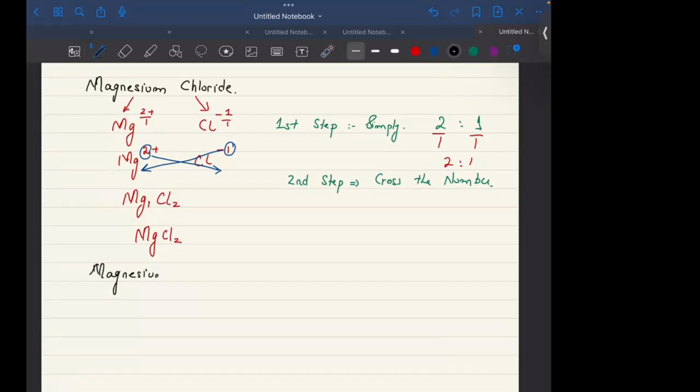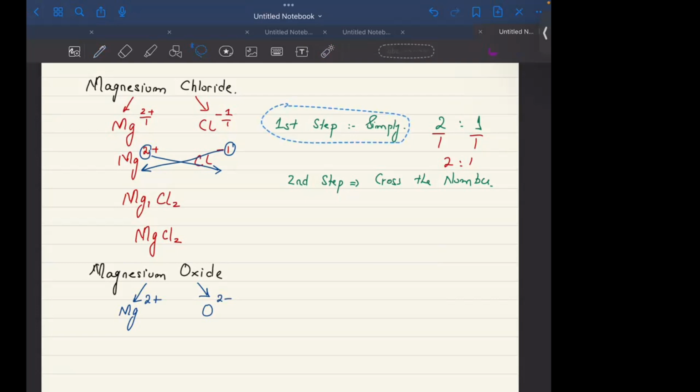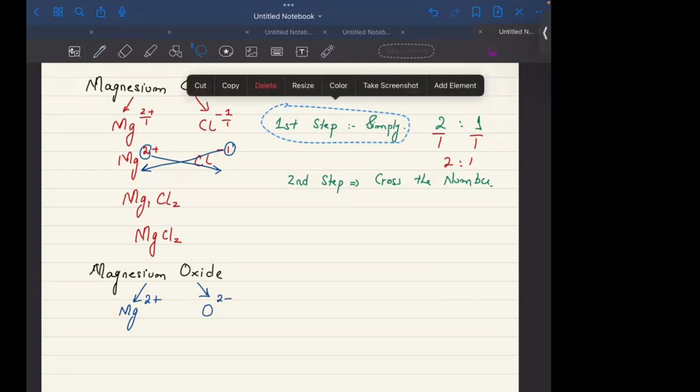Okay, thank you, sir. Okay, let's make the formula for magnesium oxide. You just have to follow the simple rules actually, no? So magnesium, as we know, is from group 2. It has a charge of 2 positive. Oxide is from oxygen, which is from group 6, and it has a charge of 2 negative. So now the first step is to bring the values of these charges into the simplest form. Let's simplify it. And how would you simplify it?